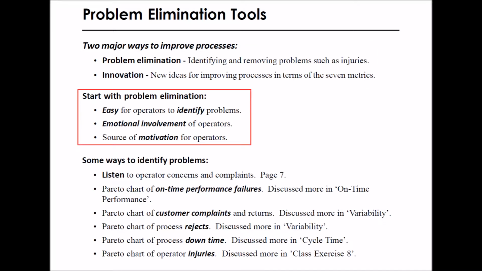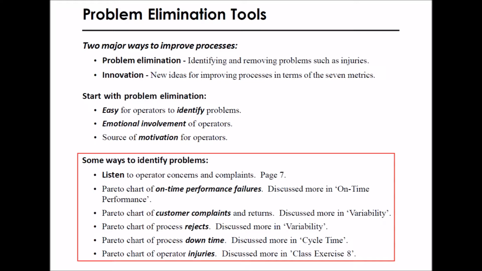Chita starts with problem elimination because it's easy for operators to identify problems. Process problems often make the operators upset, so addressing process problems gets the operators emotionally involved in the program. And since Chita focuses on making those problems that frustrate the operators go away, the operators are motivated to participate in the program.